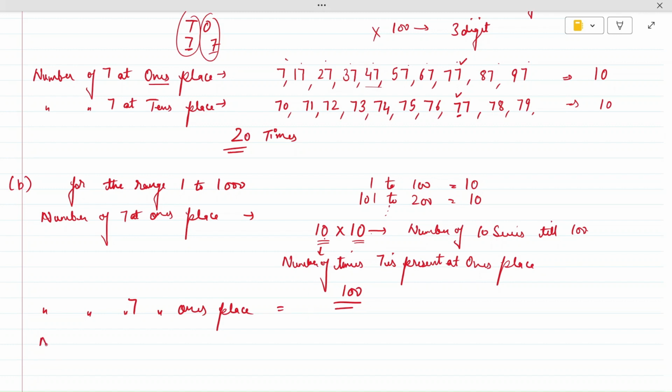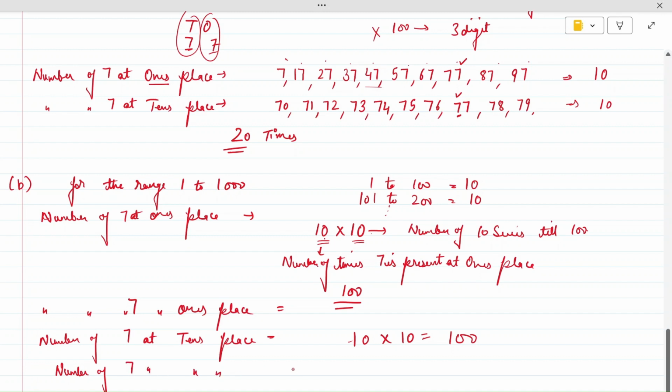Similarly, we can find number of 7 at tens place. Same thing will be repeated here. It was coming 10 times, and again this series will come 10 times from 1 to 1000. So this is again 10 into 10, and this 10 and this 10 represent the number of 7 at tens place. Okay, so we will have this as 100. So number of 7 at tens place is 100. Number of 7 at ones place was also 100.